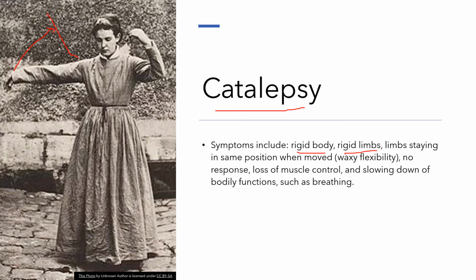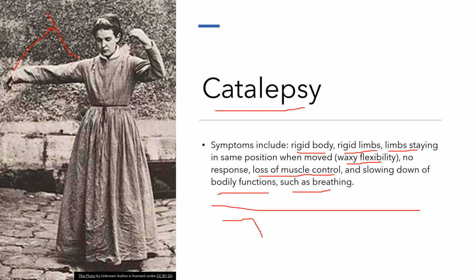Rigid limbs. Limbs staying in the same position when moved is called waxy flexibility, as if it is wax. I moved it to one place and it stays there. There is no response, and if I try to touch it or talk to the person, there is no response. There is loss of muscle control and slowing down of bodily functions. Even breathing can be very slowed down, and they can remain in that position for long periods of time.